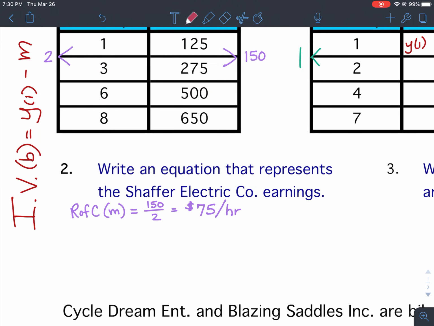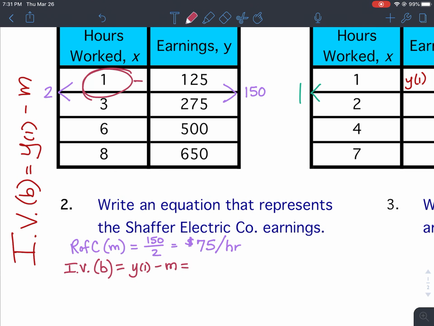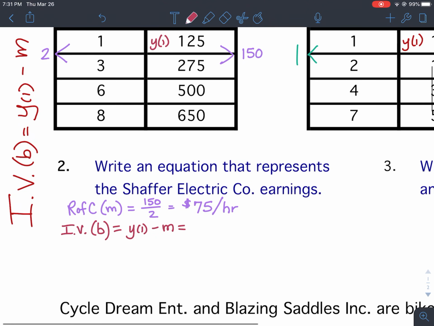Now we need to find the initial value. So remember, the initial value, your y-intercept, is the value of y when x is 1 minus the slope. So go up to your chart. Look, right there's your 1 for x. The 125 is your value of y when x is 1. So let's go ahead and put the y with the value when x is 1 there. And so we come down here, we take 125 minus the slope.